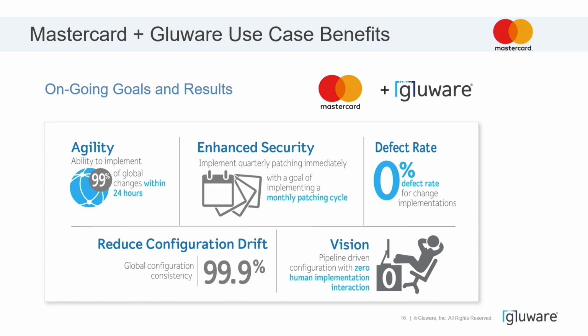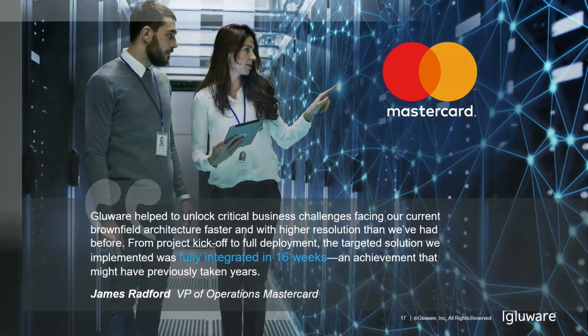So they're really tracking to very successful results. And I just want to highlight one piece of the quote from James Radford, which was, they were able to implement and be fully integrated in 16 weeks, that otherwise it would have taken years to get to the state Gluware got them to in 16 weeks. So if the question is asked, could we automate this, could we do it in-house? Sure. How long will it take? Years, right? What if we accelerate? What if there's better ways?